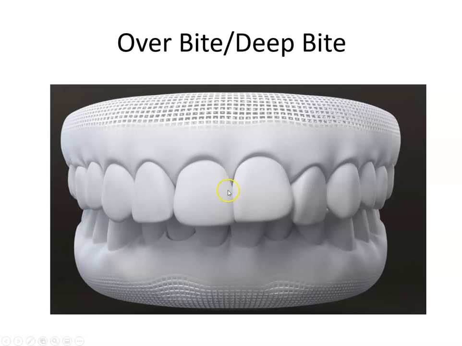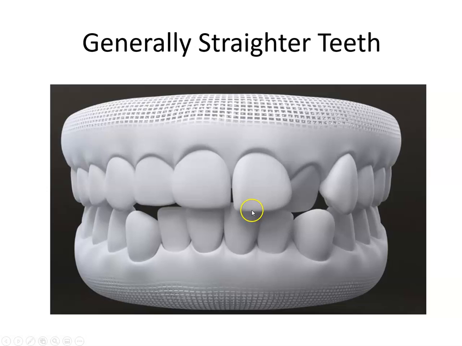When we have teeth that are covered by the top teeth very deeply, that's called an overbite or a deep bite. Naturally, the top teeth should only cover 20 to 30% of the lower teeth. When they're covered about 50, 60% like in here, or 70, 80%, or even 100%, that's called a deep bite or an overbite because you're covering or going over the lower teeth. Generally straight teeth, that's when you have a mixture of crowding, spacing, teeth not aligned, a little bit of an open bite.